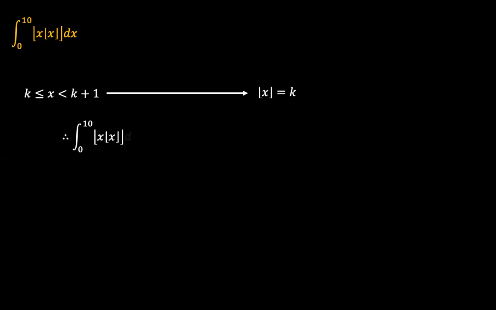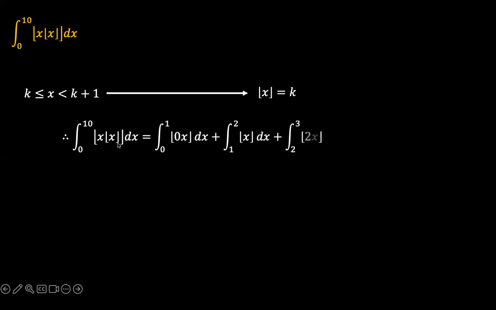So that means that now our integral of the floor function of x times the floor function of x from 0 to 10 is, between 0 and 1, since the floor function of x there is 0, 0 times the floor function of x. Between 1 and 2, since the floor function of x there is 1, we have the floor function of x. And then between 2 and 3, since the floor function of x there is 2, we have the floor function of 2x. And we keep adding until we get to the interval 9 to 10.